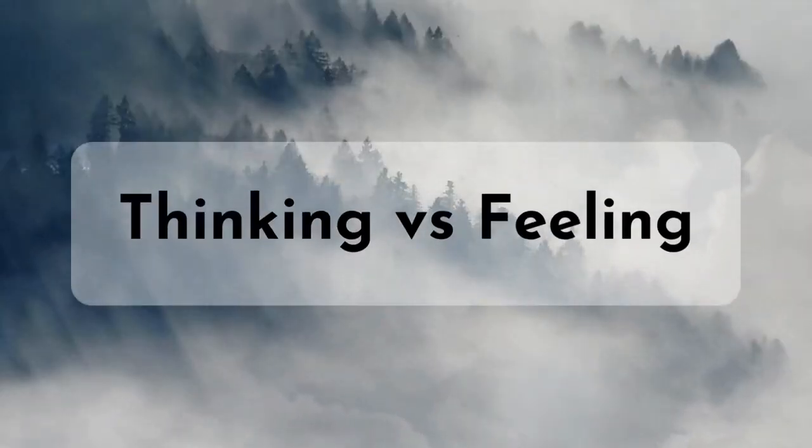How is the person you are analyzing? A sensing type or an intuitive type? And as we saw before, an introverted or an extroverted. Let's look now at the third dichotomy that is going to be presented by the Myers-Briggs, which is thinking versus feeling.